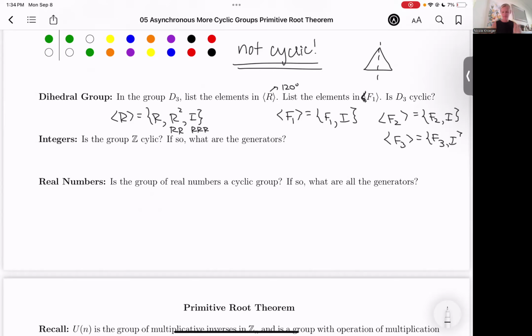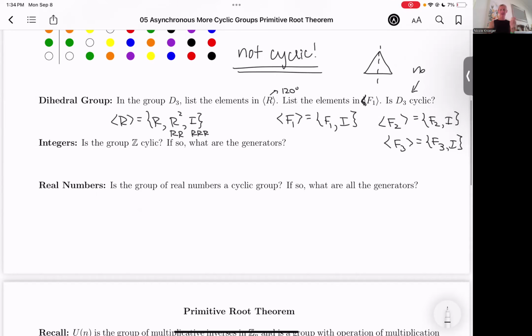Okay, so what we're noticing here is that these reflections, the flips, the things in the set generated by a flip are just the flip and the identity. The things in a set generated by a rotation are just going to be the other rotations. And so what this tells us is that D3 is not cyclic. I can't just start out with a single rotation and get all of the elements in D3. I can't start with a single flip and get all the things in D3. Okay? So we're seeing some good examples of cyclic groups and not cyclic groups.